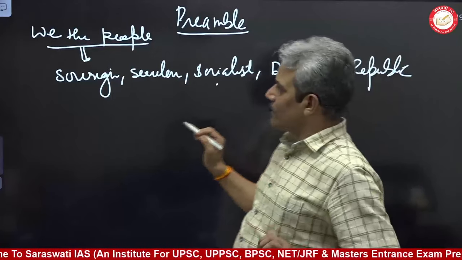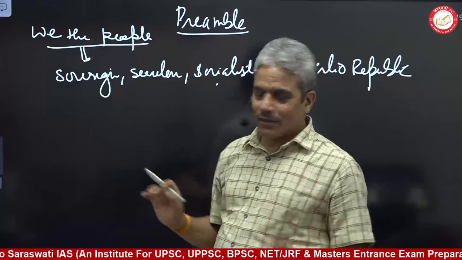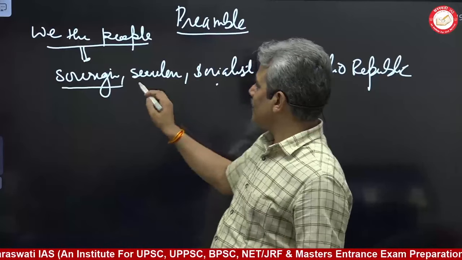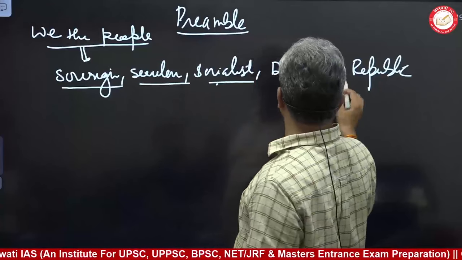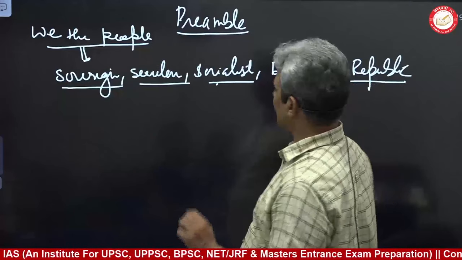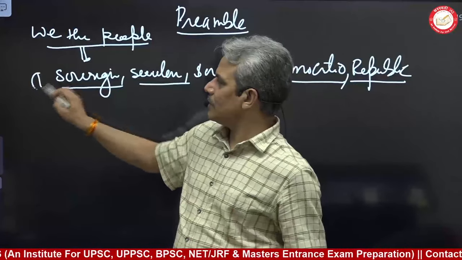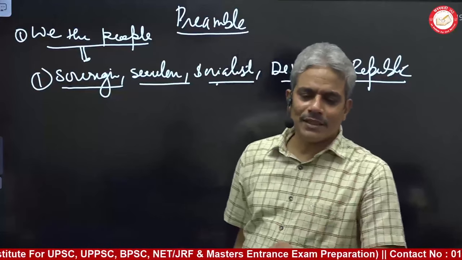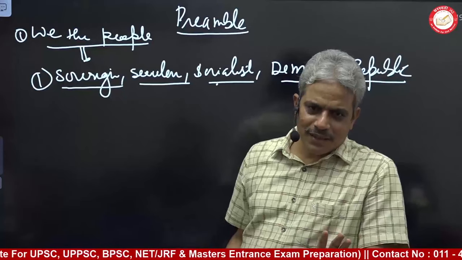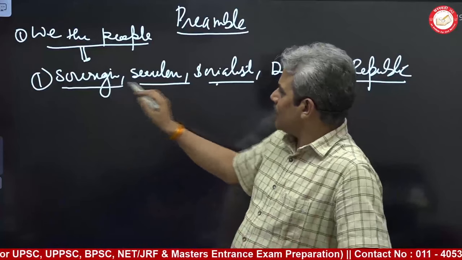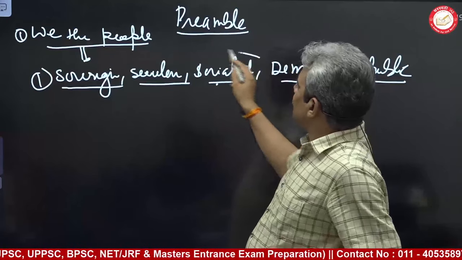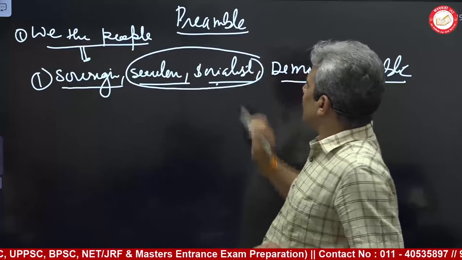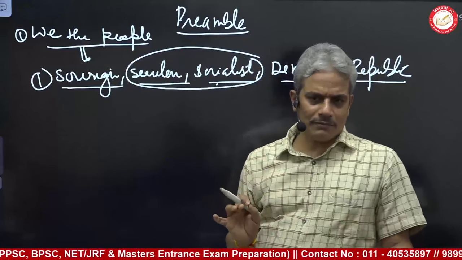This was first our resolve. So first we are placing that. We are going to make India a sovereign, secular, socialist, democratic republic. This is our first resolve. Therefore, we the people of India. Although now, sovereign, secular, these are two terms that were incorporated by the 42nd Amendment.